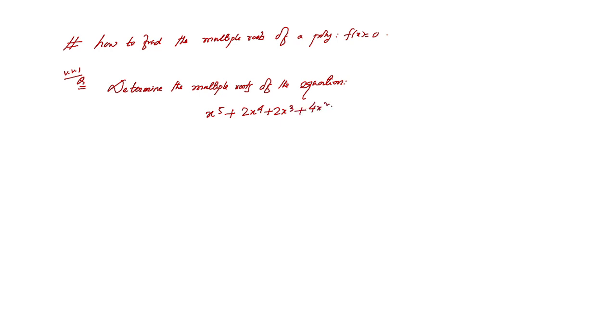So what we will do, we will write a question here first. The question is very, very important. Determine the multiple root of the equation. Multiple roots of the equation x to the power 5 plus 2x to the power 4 plus 2x cube plus 4x square plus x plus 2 equals to 0. Multiple root, that means the root appear more than one times.